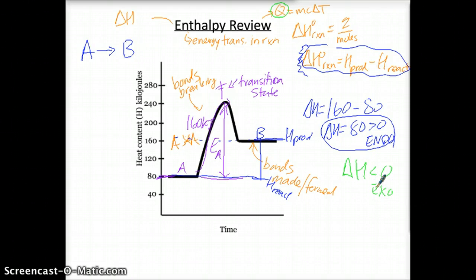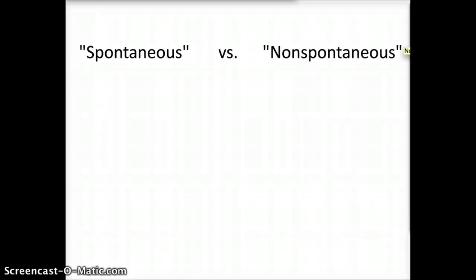And what would that curve look like if we redrew it? Okay? We would have the final energy down below the initial energy. So that's a little refresher on what we've talked about. We're going to tie that into some new concepts going forward. First, specifically talking about reactions that are spontaneous.